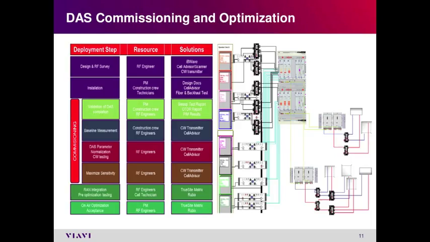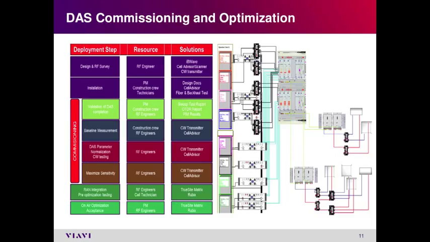a DAS network. The second phase, as we talked about, is the installation, where all the design data that was created is converted into a format that can be used by the construction crew and the technicians. Then you have to go through each and every fiber and backhaul test, and you make sure that you are starting to run the cables around the building or the venue.